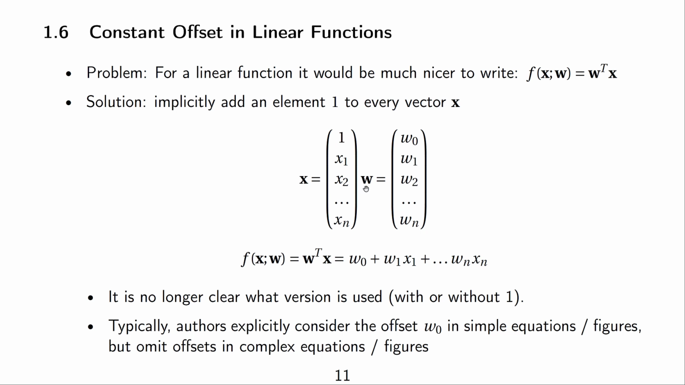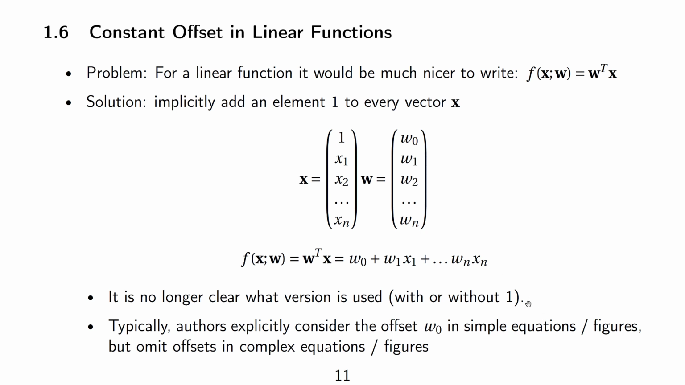And then for the vector w, the constant we write as w0, and now if we compute the inner product between x and w, this is a general linear function where we have the constant w0 now in the beginning plus, and this is the same thing we had before for the linear function. So this is just a trick that simplifies the notation a bit.